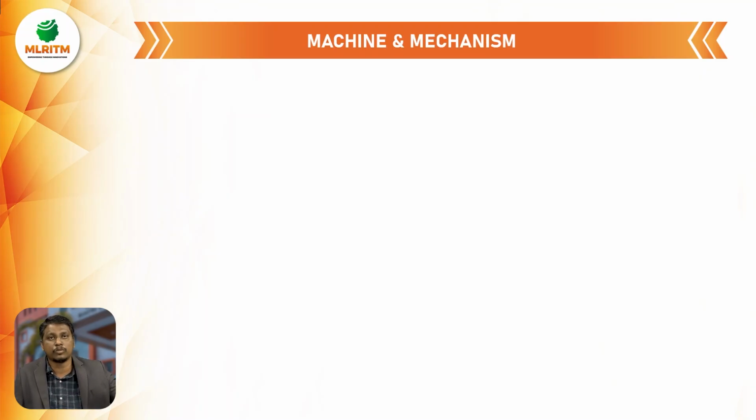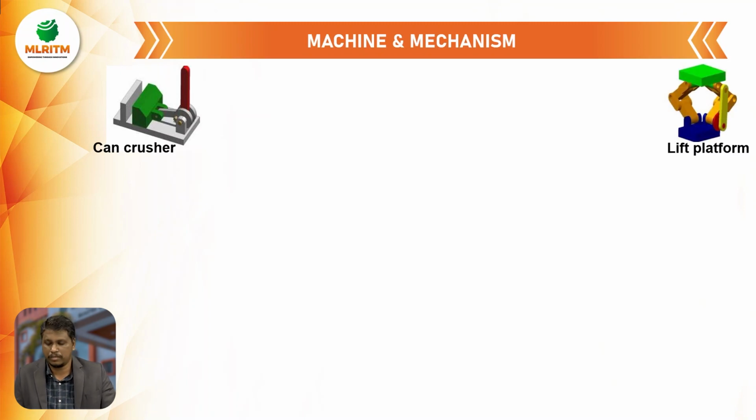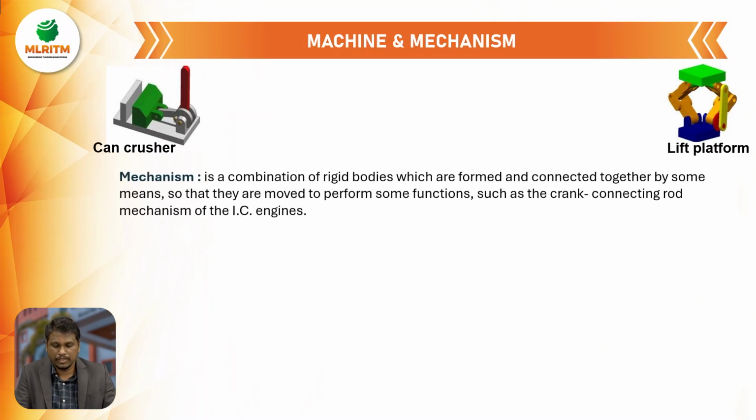A machine is something that finally should produce some useful work. A mechanism is something that, with the help of some linkage, is able to make some motion. That's all. A mechanism need not compulsorily give any useful work, but a machine should compulsorily give some useful work. That is called a machine, and this is called a mechanism. Now you can see the can crusher, and another mechanism like a lift jockey. These tools are mechanisms, not machines.